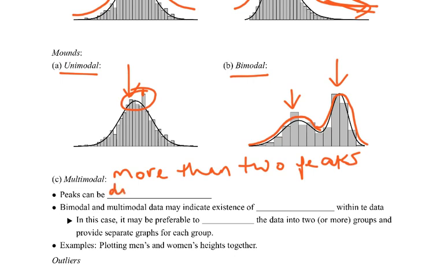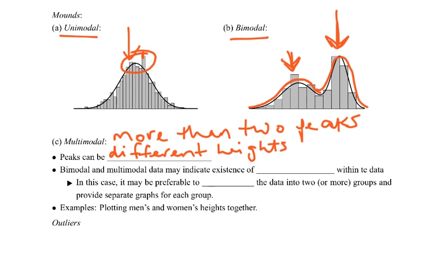The peaks can be different heights. Like in the second picture, this obviously is a shorter height than this graph, and that's okay. The point is we've got those two peaks in the graph which indicate two modes. Bimodal and multimodal data may indicate the existence of different groups within the data. If that happens, it may be better to separate the data into two or more groups and give different graphs.